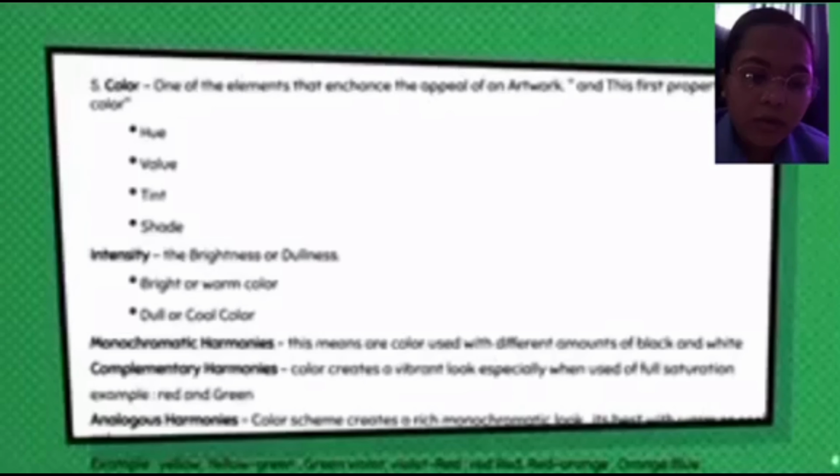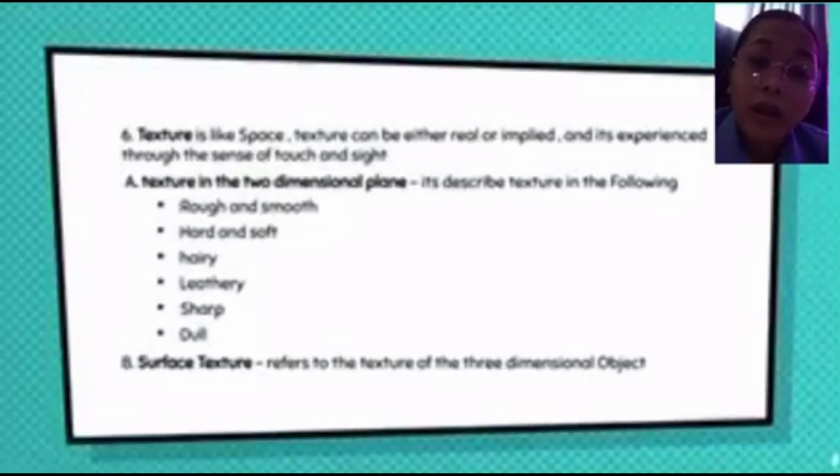And this is the first property of color. The hue, one of the main properties. Value refers to the lightness and darkness of the color. Tint, or the lighter color than the normal value, or the pink of red. Shade is the darker color than normal, or the maroon of red. Intensity is the brightness or dullness, the bright of warm color, or the dull of the cool color.